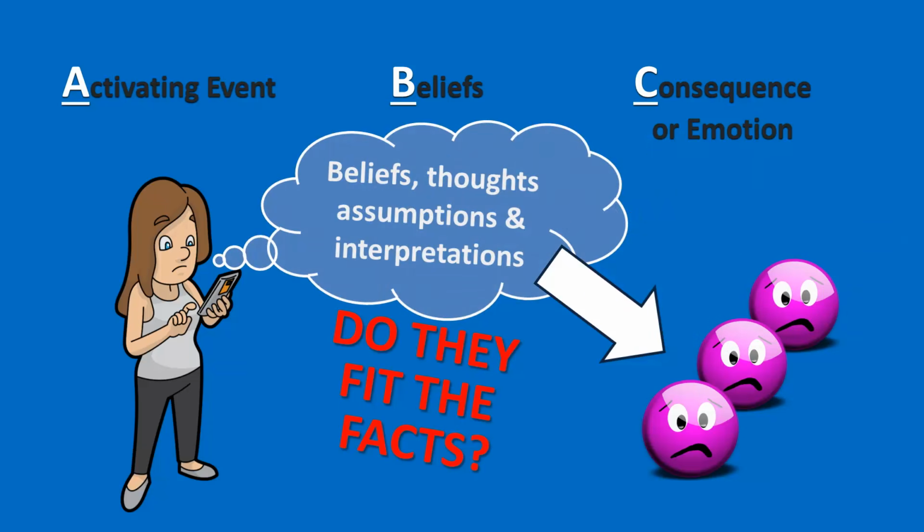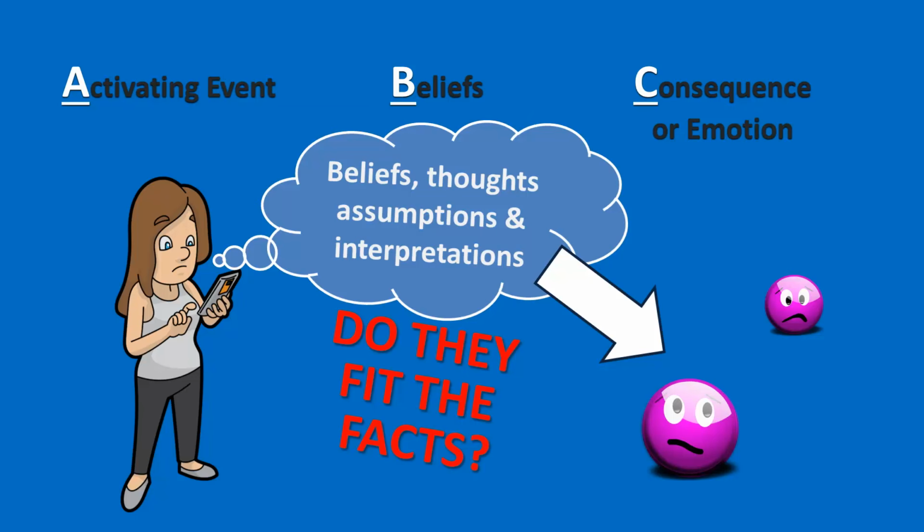And when we do this, since we've changed the B in ABC, the consequence, the emotion we experience, also changes to reflect the change in B, usually by reducing the intensity and duration of the negative emotions we're experiencing. But we may also begin to experience a different, less negative emotion altogether.